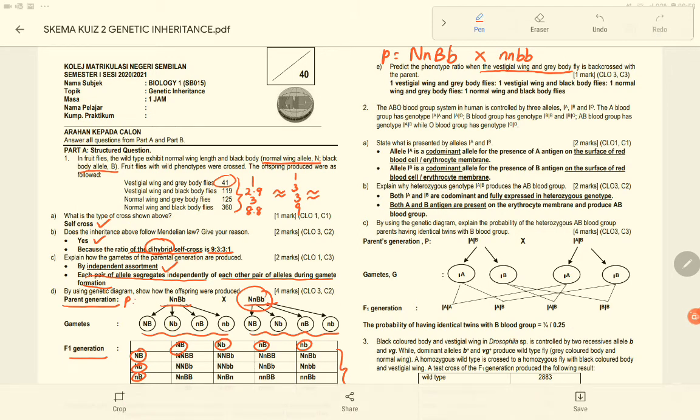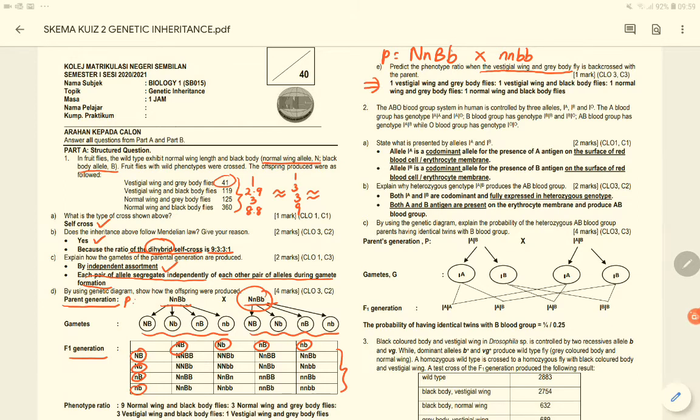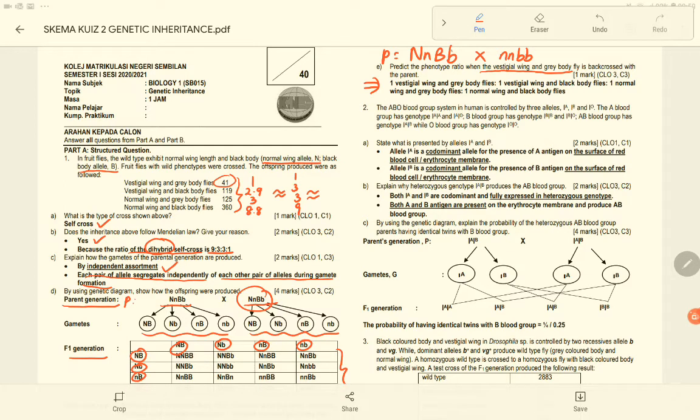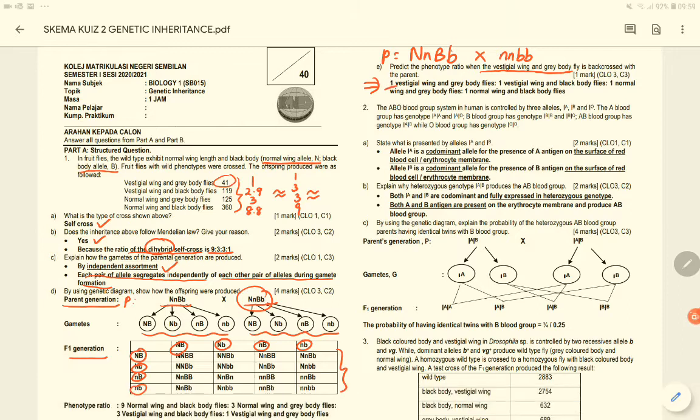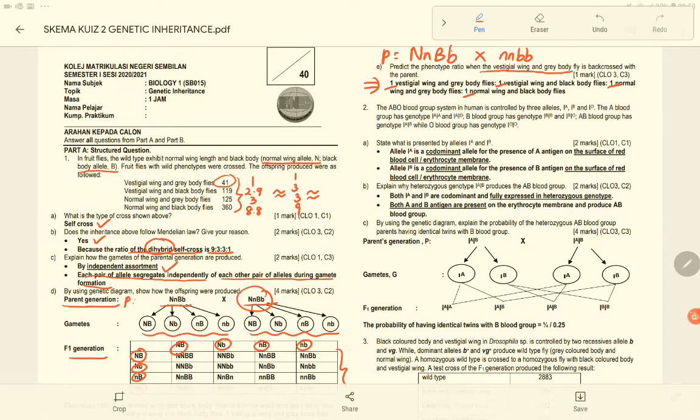From what we have learned in our test cross, when heterozygous is crossed with homozygous recessive, the results will be 1, 1, 1, 1. So we must write the ratio, the number together with the phenotype. Then only you will get 1 mark.